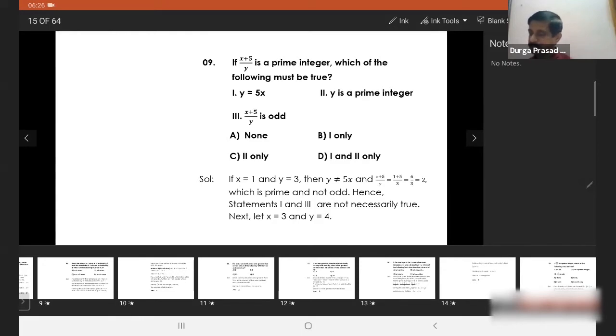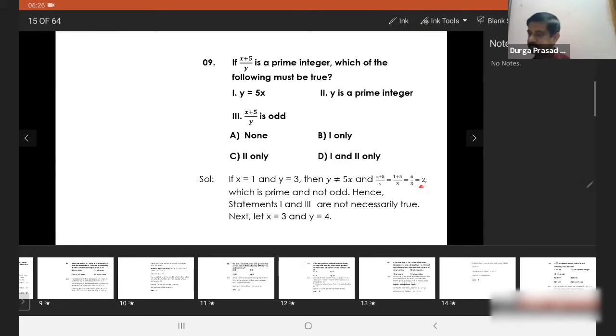For the first option, 1 plus 5 is 6, by 3 is 2, which is not equal to 5x. And now (x plus 5) by y is 2.